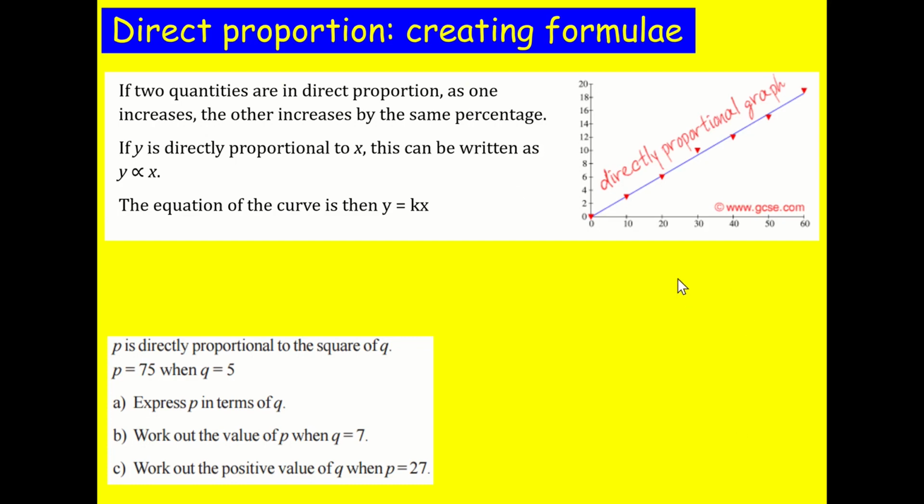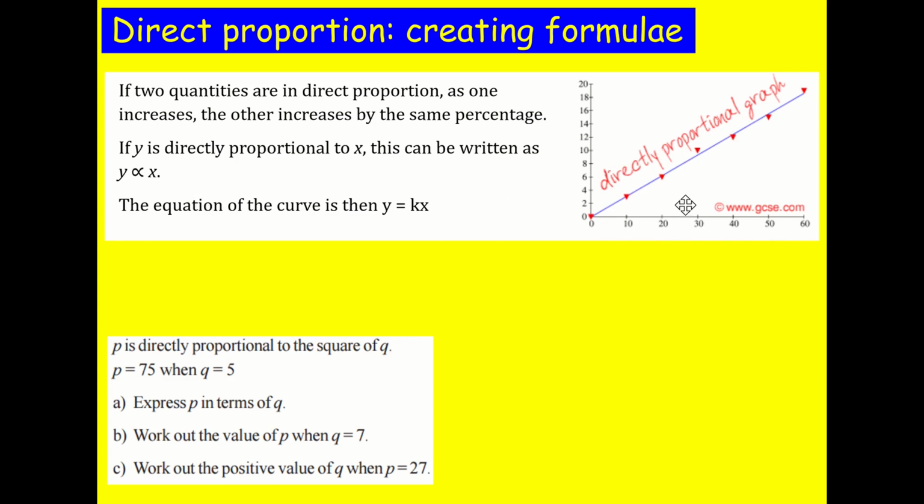Today we're going to look at direct proportion, but we're going to create formulae from some simple sentences. I just want to recap though, what do we mean by direct proportion? Well, it means two quantities, if we plot a graph, then we get a straight line. As one doubles, the other doubles, or we say as one increases, the other increases by the same percentage.